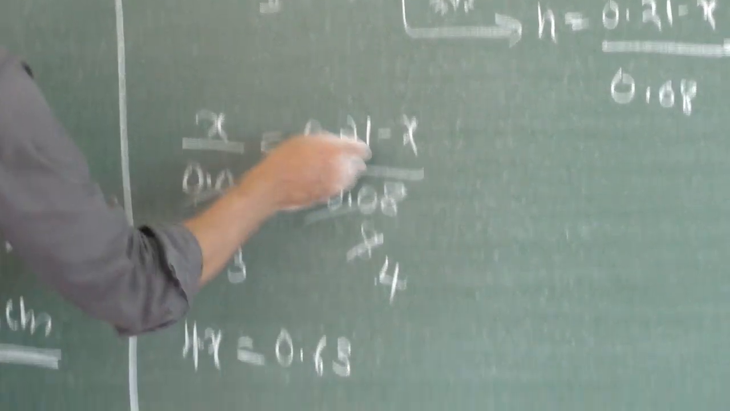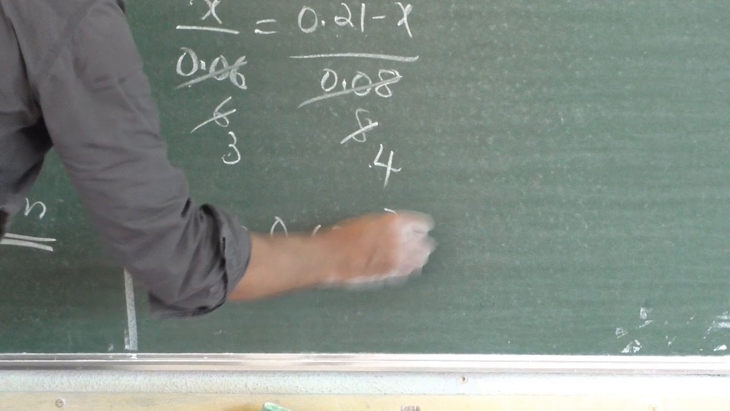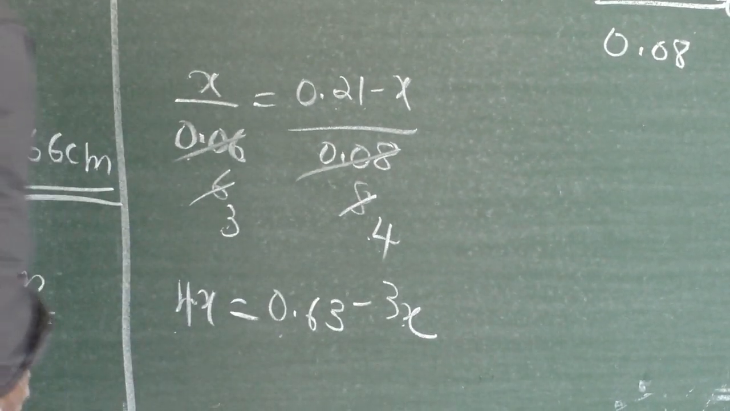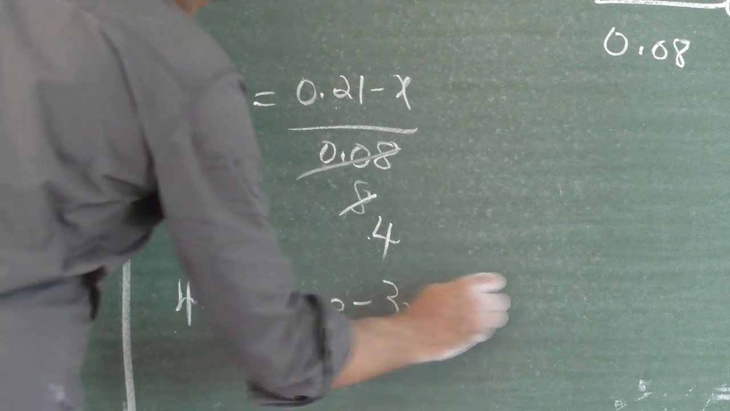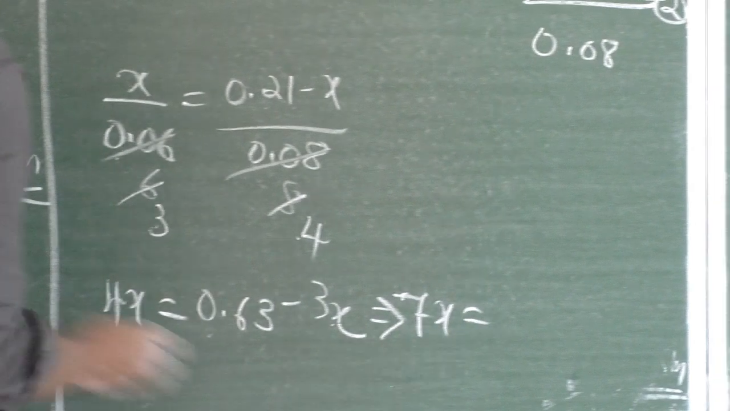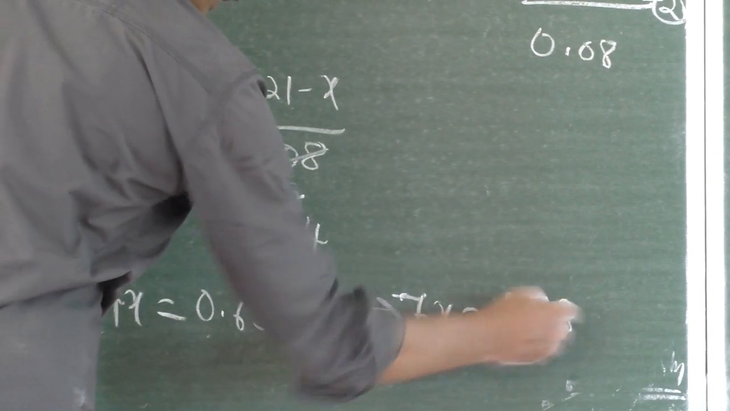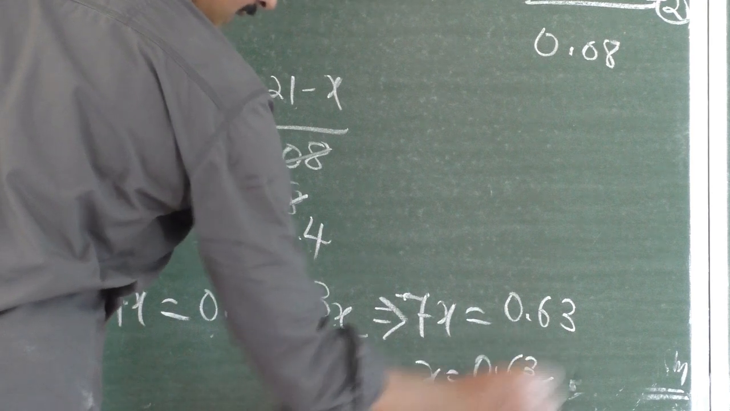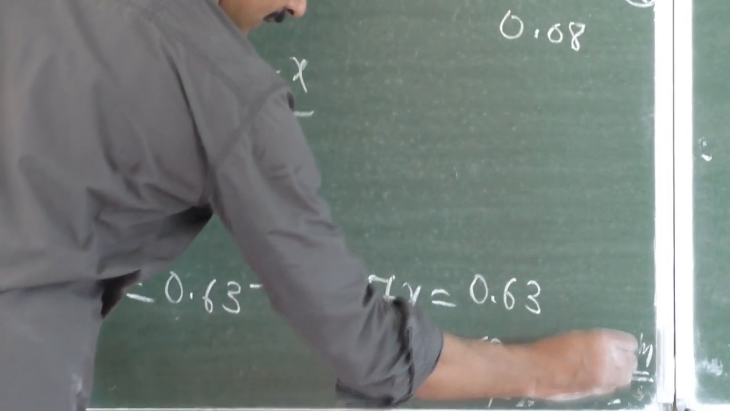0.63, 3 into 2, 3 into 1, minus 3x. I'll bring this here. What is 7x equal to? That implies 7x equals 0.63. So what is x equal to? 0.63 divided by 7, that is equal to 0.09 meters.